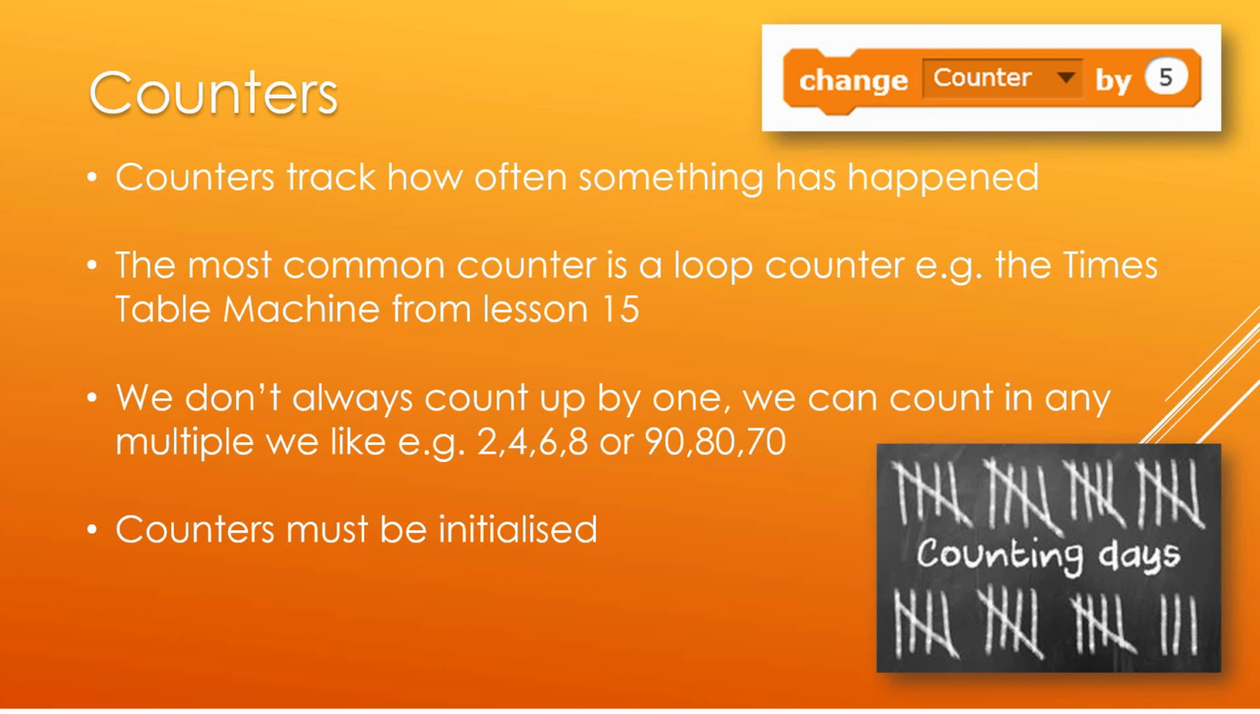Alright, at the top here you can see we have a change counter block, which is what we use to increment the counter. Increment means send it to the next value. So increment by 5 would go 5, 10, 15, 20, and so on. If we were doing this one over here, we would increment by 2. If we were doing this one over here, we would increment by -10.